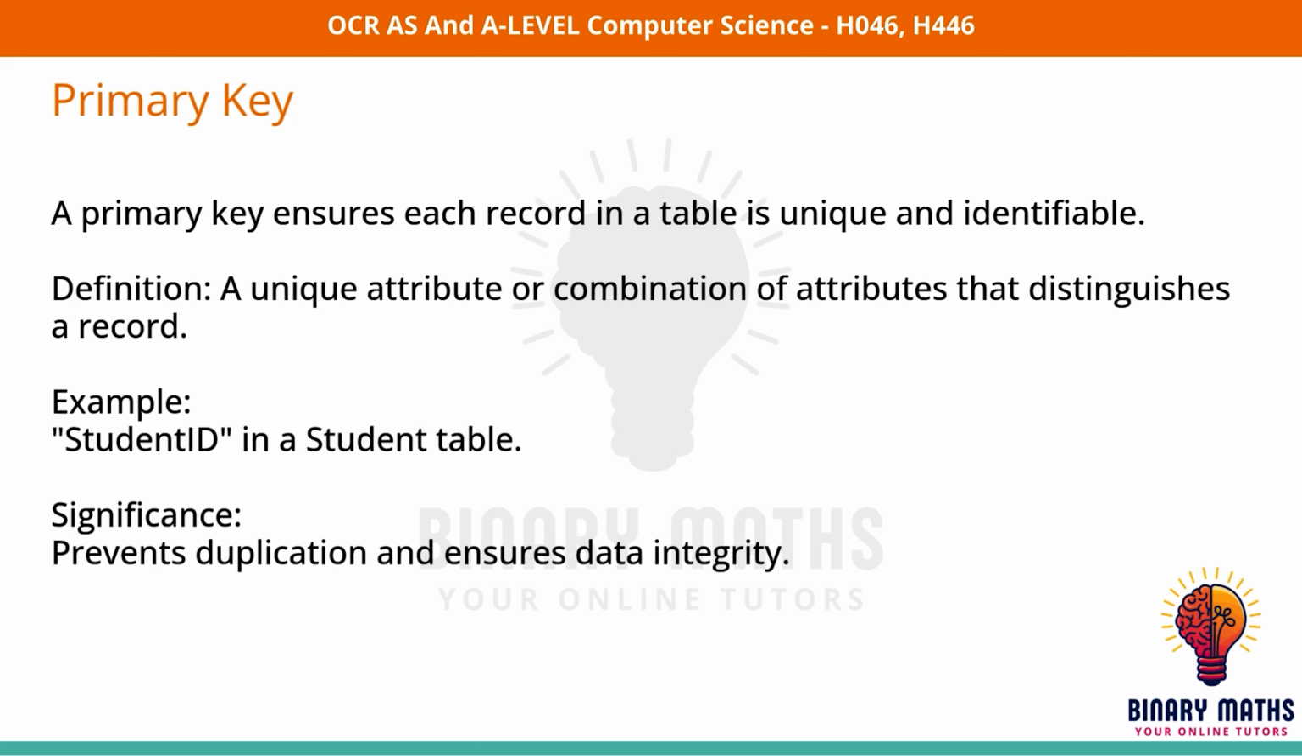A primary key ensures each record in a table is unique and identifiable. It is a unique attribute or combination of attributes that distinguishes a record. For example, student ID in a student table is a primary key. The significance of a primary key is that it prevents duplication and ensures data integrity. Without a primary key, it would be challenging to uniquely identify and manage records in a table.